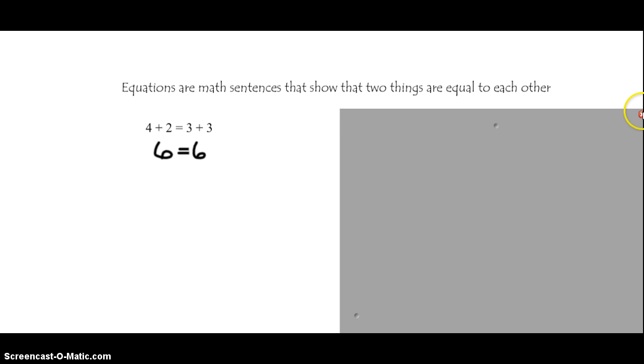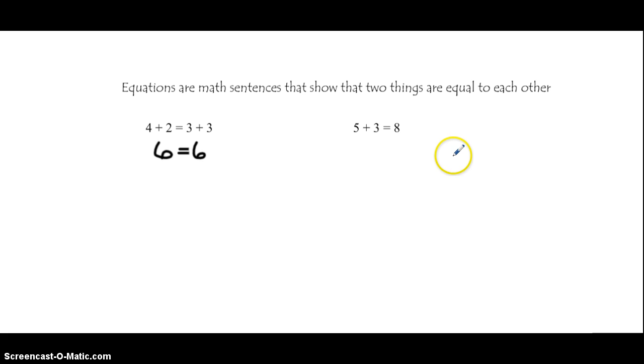Let's take a look at another example of an equation, and this one is 5 plus 3 is equal to 8. Well, if we want to prove that those two sides of my equation have the same value, then I'm going to simplify this one by doing 5 plus 3 is 8. There is nothing to do to this side, so that means these two are equations.